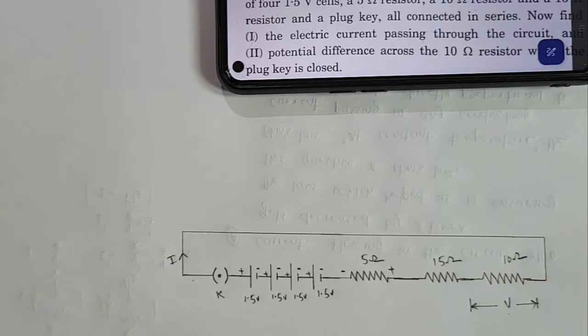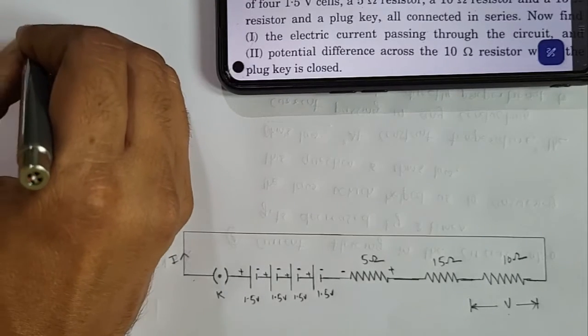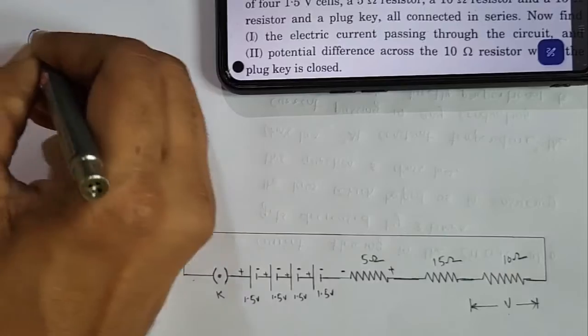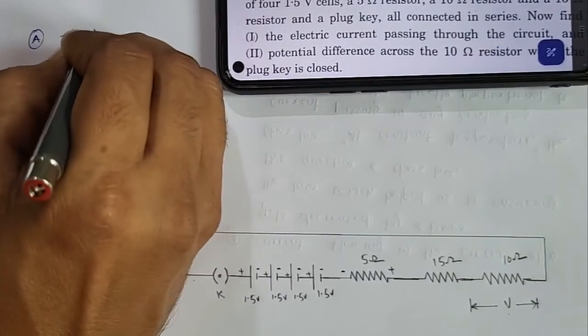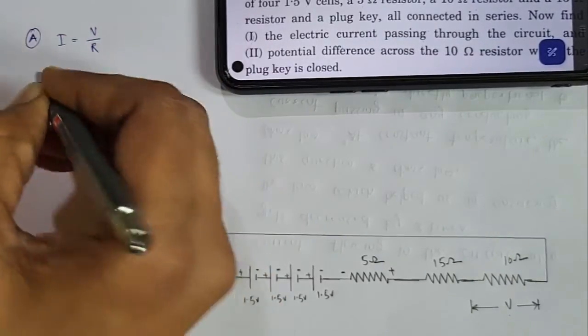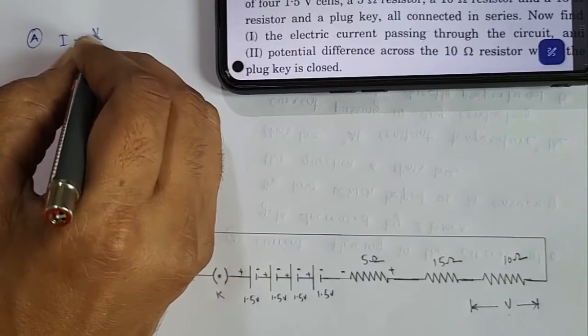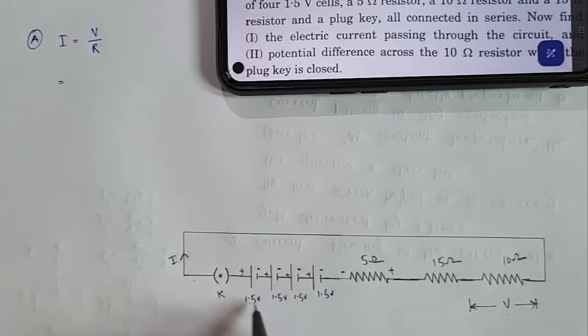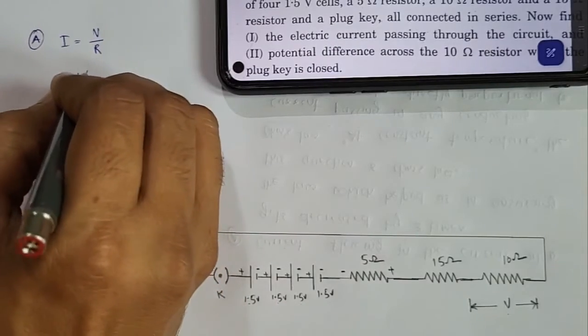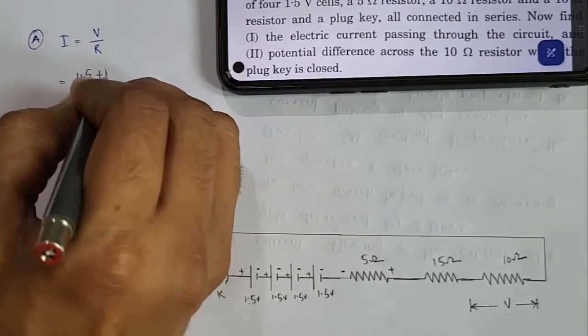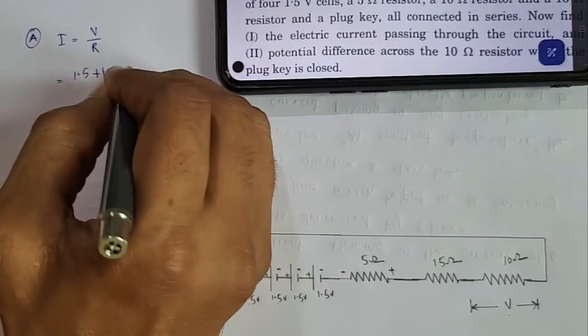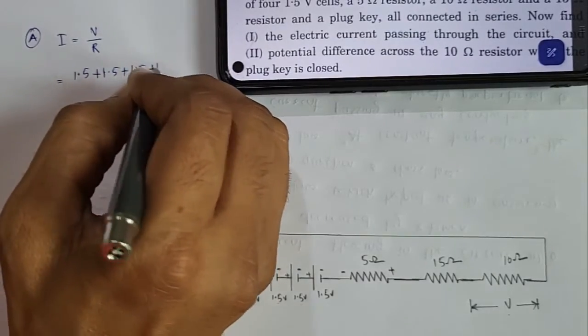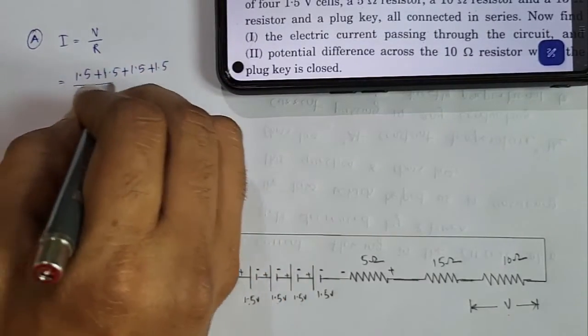So now let us find out the current. How to find out current? What is the formula for current? Current I is equal to V divided by R. V, how much voltage is there? 1.5, 1, 2, 3, 4 cells are there. So 1.5 plus 1.5 plus 1.5 plus 1.5. Total voltage we have added.